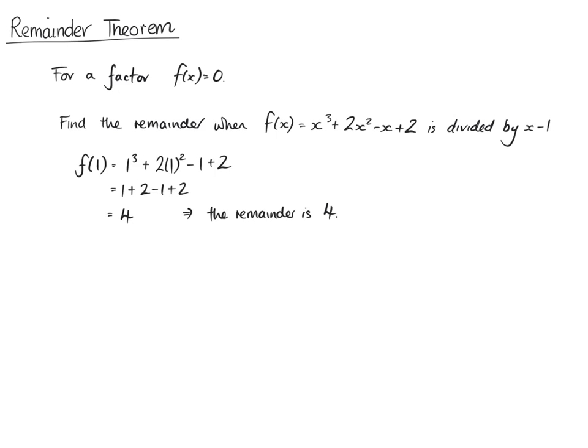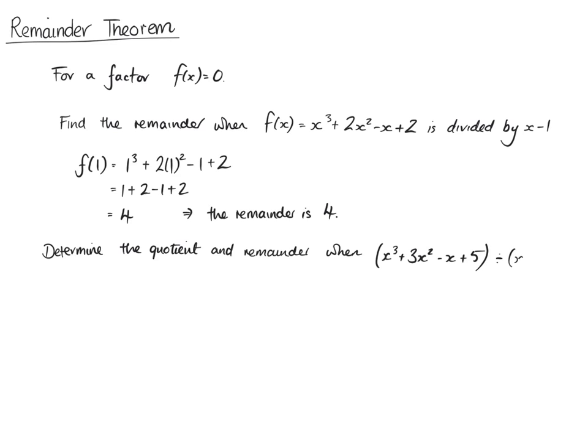There is one other thing they can ask you to do, which is also to find the quotient. Okay, so determine the quotient and remainder when, okay, so we're going to have x cubed minus 3x squared plus 3x squared even minus x plus 5 is divided by x plus 2.